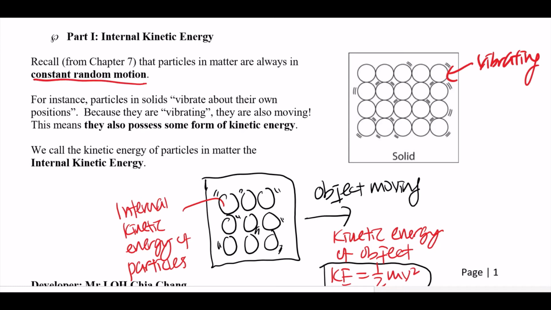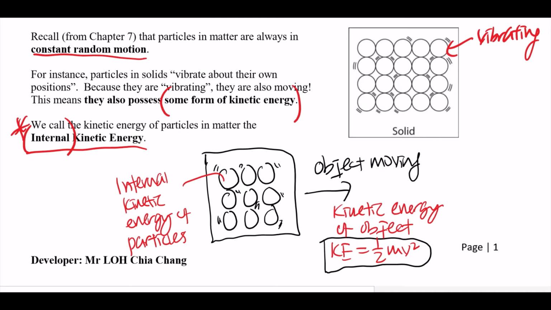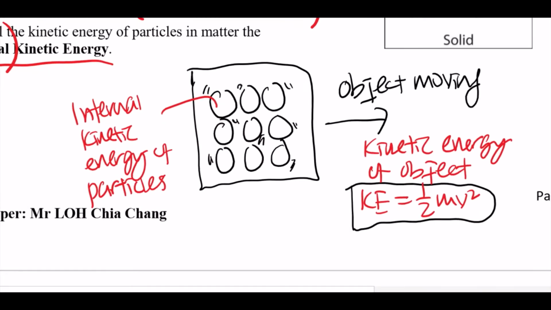And the fact that they are moving means that they possess some form of kinetic energy, right? And we call that internal kinetic energy. I'm going to emphasize that you need to write the word internal for particles, as opposed to everyday objects. Like a moving car has kinetic energy, but the particles that make up the car have internal kinetic energy, right? So we emphasize that because we want to distinguish between the kinetic energy of the particles inside a substance, like in this case a solid, and the kinetic energy of the whole solid, if it is moving, you see.